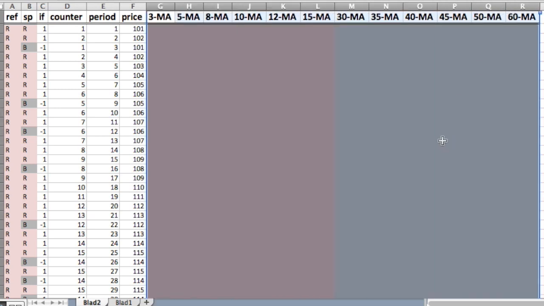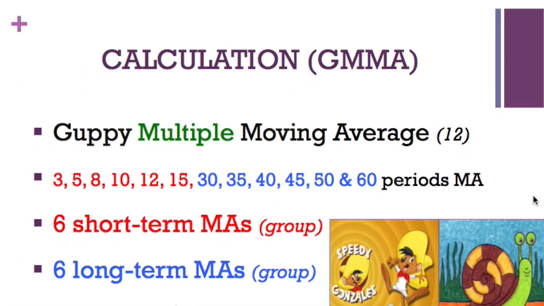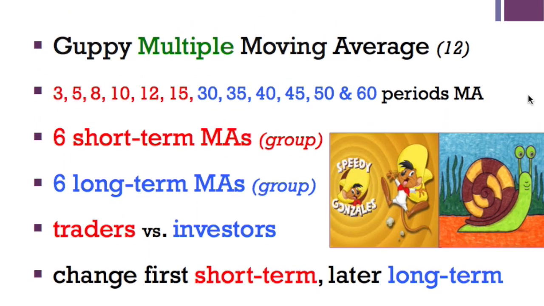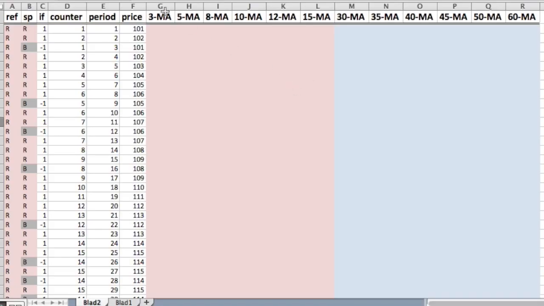Now we'll calculate these 12 moving averages. And remember this slide from part 1. Guppy looked at 12 different moving averages: the 3 periods moving average, 5 periods, 8, 10, 12, and so on. In red, 6 short-term moving averages, and in blue, 6 long-term moving averages. That's what you see here.